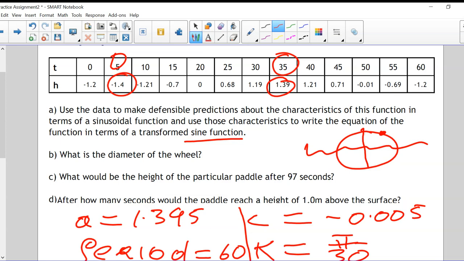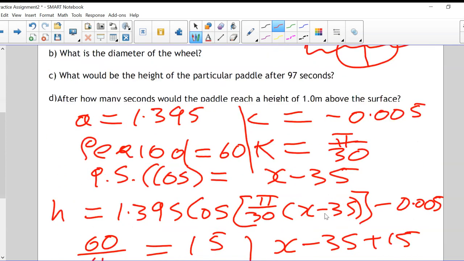So what would be the height of the paddle after 97 seconds? Well, 97 seconds is not in the table, but very quickly, how would I figure out what the height of the paddle is at 97 seconds? So we have the model. Just sub 97 into x. Absolutely. That's easy enough. The part that's going to take us more time is after how many seconds would the paddle reach a height of 1 meter above the surface?